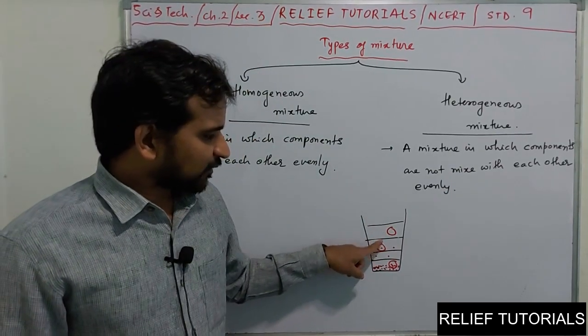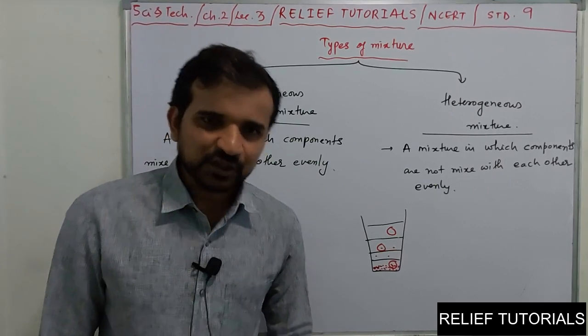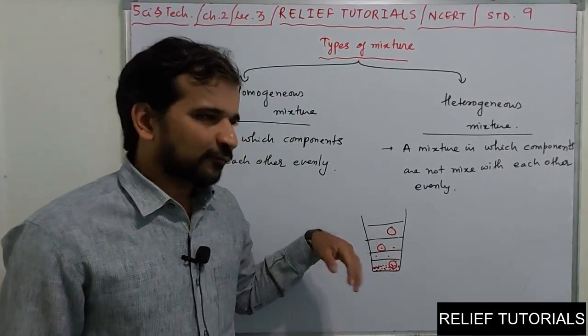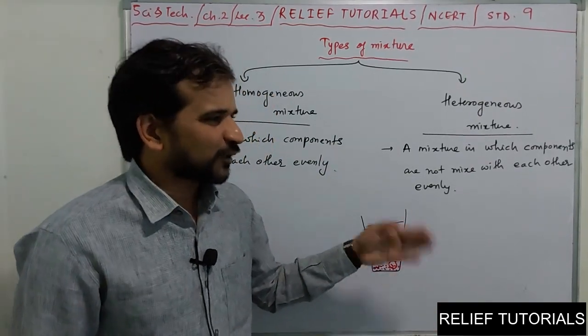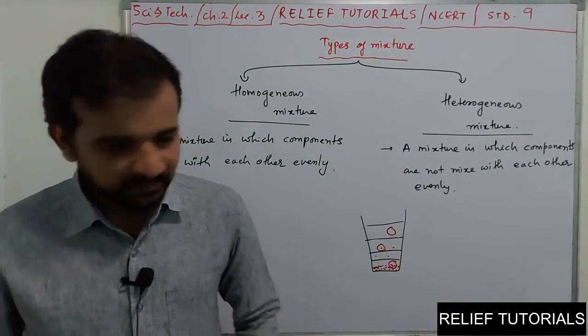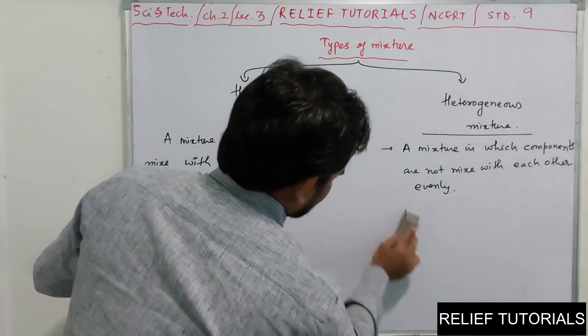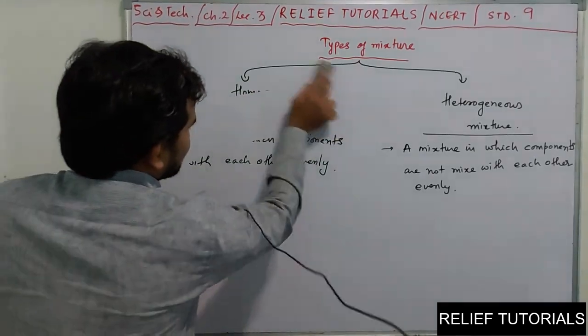So this type of mixture is called a heterogeneous mixture, in which the molecules of one of the components are not present everywhere, meaning they are not distributed equally, not evenly, not thoroughly. Based on this, one more topic. So these are the types of mixtures.